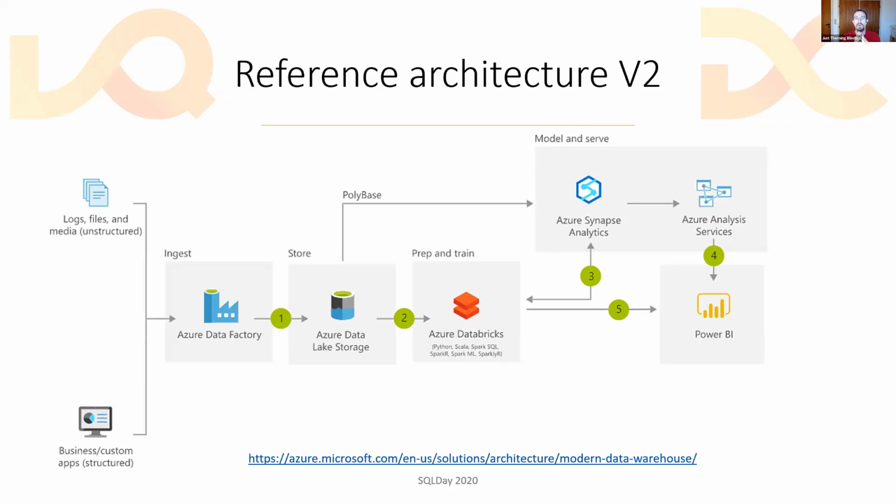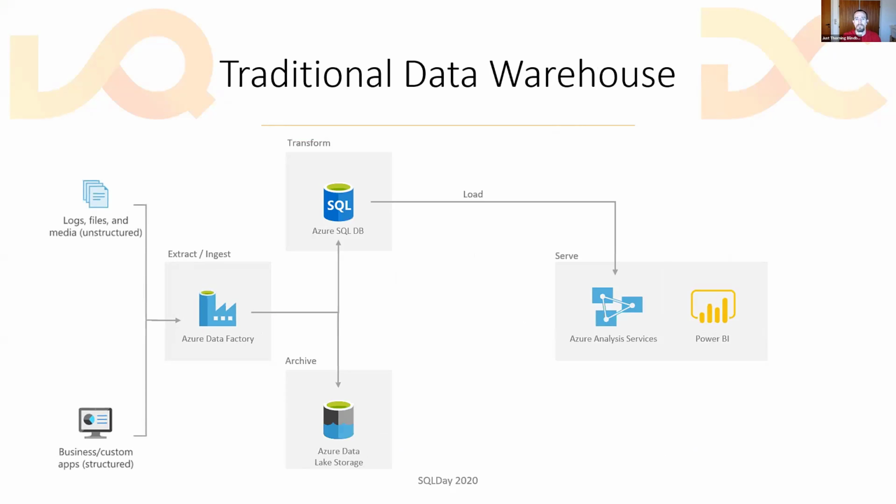But how about if you just want to do an ordinary traditional data warehouse solution, which components from this reference architecture can then be used? So I've simplified it and come up with this one. Here you see that we don't have a data warehouse, we don't have Databricks, and I'm going back to more of the traditional naming with extract, transform, and load.